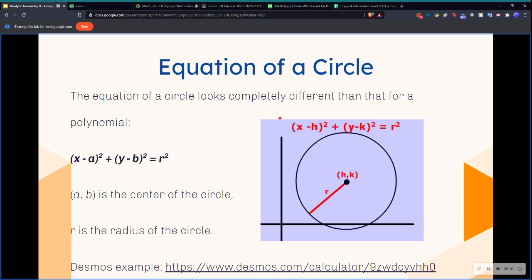Are there any questions about this? So this equation of a circle. Just remember this general formula. Any questions about this?